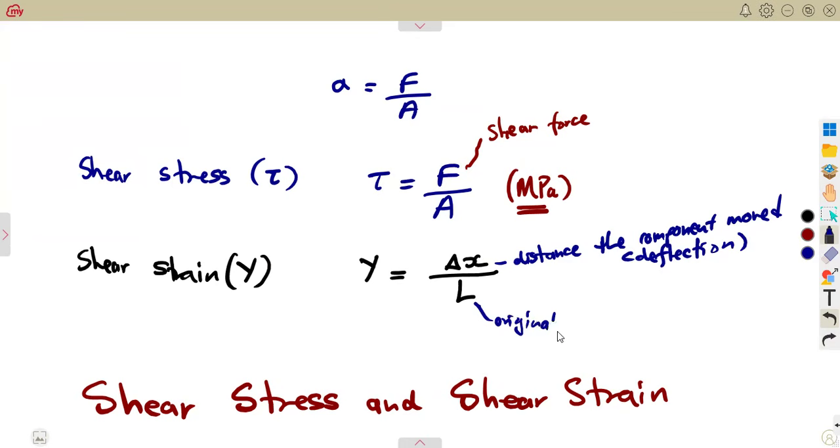Original length does not change. The area in square meters, nothing has changed. We still use those formulas as before. Only that you might be seeing some other terms. So that's talking about this.